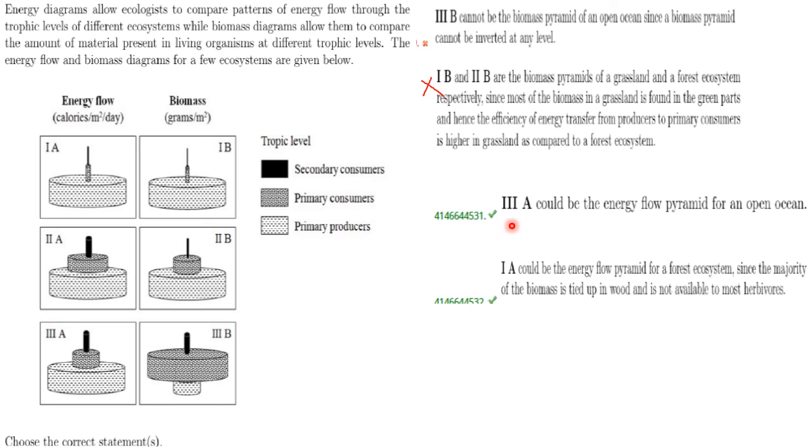And option 3. 3A could be, that is this one, 3A could be the energy flow pyramid for an open ocean. That is correct. Then option 4. 1A would be the energy flow pyramid for a forest ecosystem, since the majority of the biomass is tied up in wood and is not available to most herbivores. So 1A is also correct. So option 3 and 4 are correct, whereas option 1 and 2 are not correct.